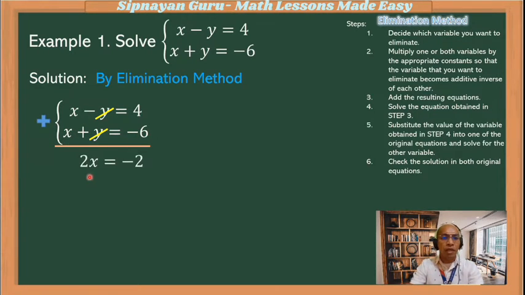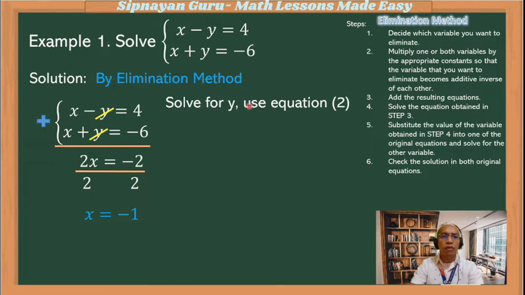So x plus x would be 2x. Then +4 plus -6: they are opposite signs, so subtract. 6 minus 4 is 2, and the sign is -2. So the resulting equation now would be 2x is equal to -2. Solve for x: divide both sides by 2, the coefficient of x, so x would be -1.